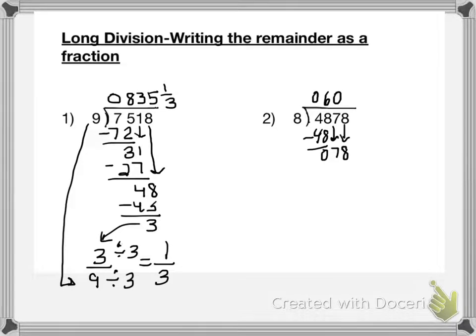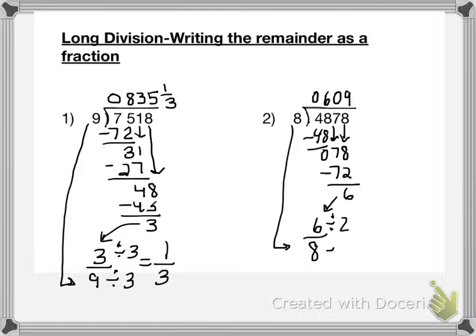8 goes into 78 9 times. 9 times 8 is 72. And when we subtract, we have a difference of 6. So again, our remainder, the 6 becomes the numerator, and our divisor here becomes the denominator. So it's 6/8. Both of those numbers are divisible by 2. So we're going to reduce it to lowest terms, which is 3/4. So our quotient is 609 and 3/4.